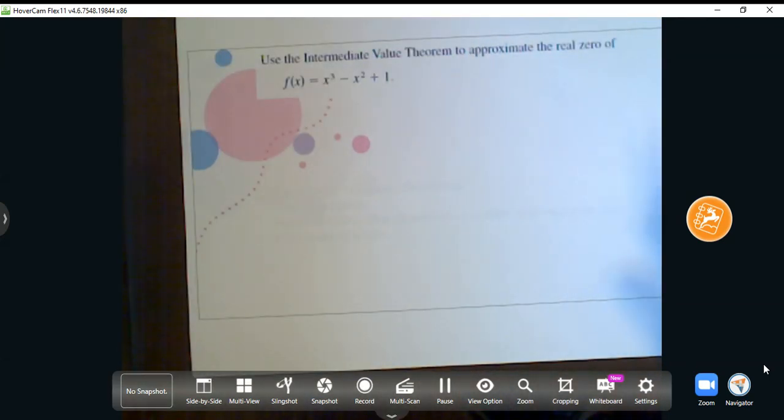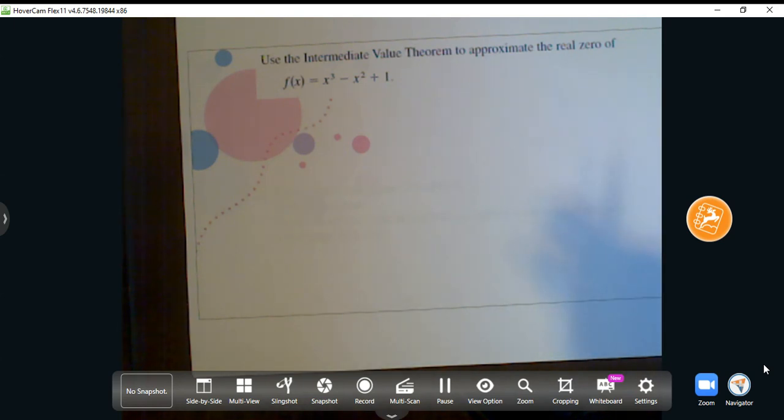All right. So our last thing that we want to look at is what's called the intermediate value theorem. Now that sounds like a fancy thing, but it's actually not. It's pretty straightforward. Basically, what it says is if I have two x values that give me a positive y value and then a negative y value, I know that there has to be a 0 somewhere in between there.